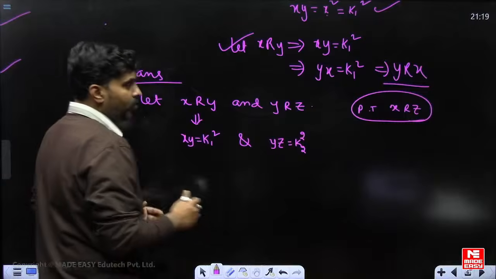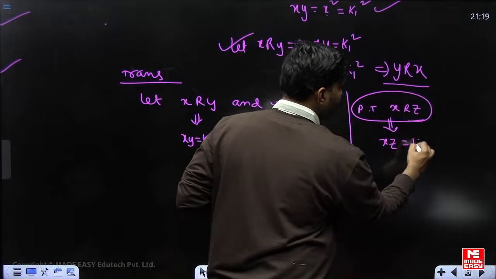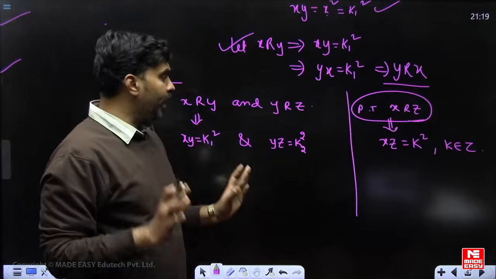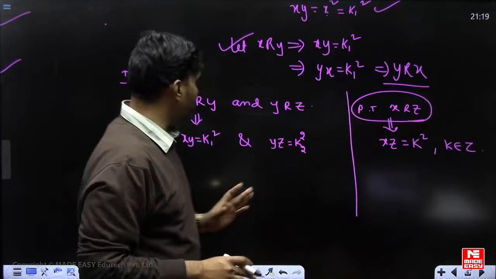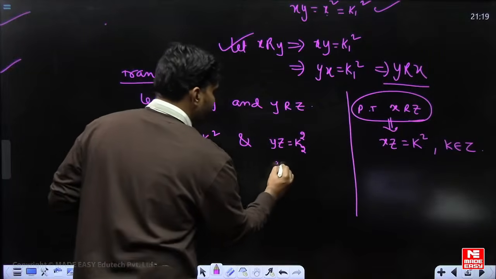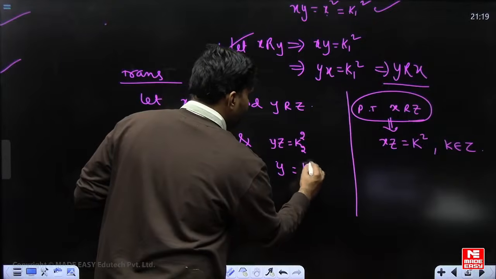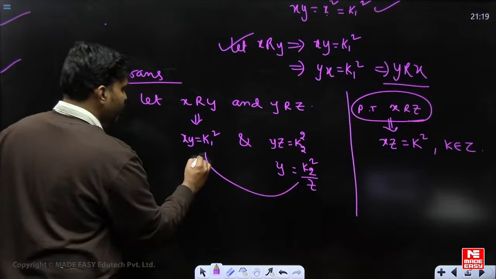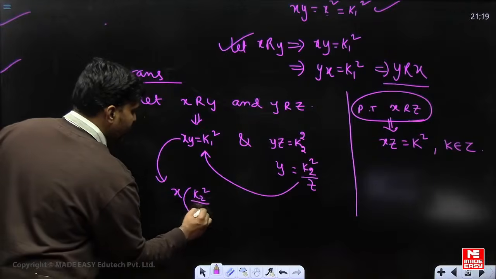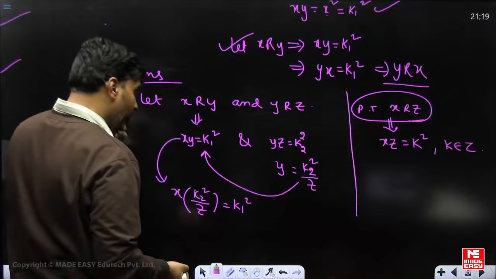Now what do I want? If we have to prove this, then xz must be some k square, where k is some integer. So can I prove that xz is equal to k square or not? From here we will take out the y value and substitute it in this. So what will the y value be? k2 square by z. So if you substitute it here, then it becomes x into k2 square by z is equal to k1 square here, correct, right or not?